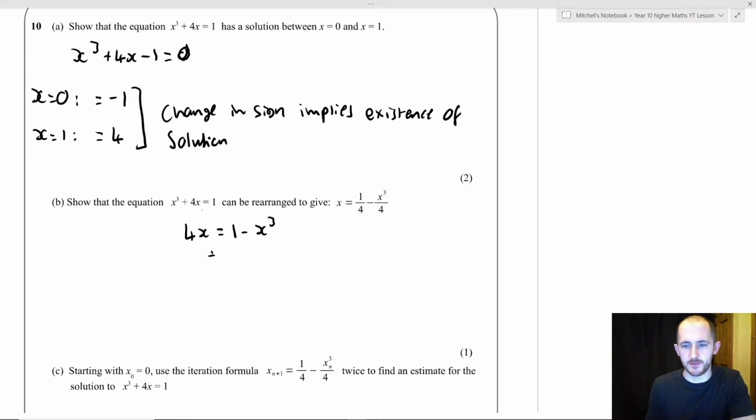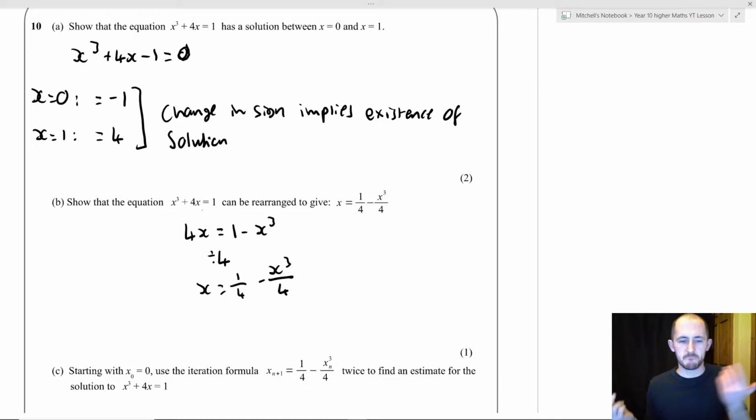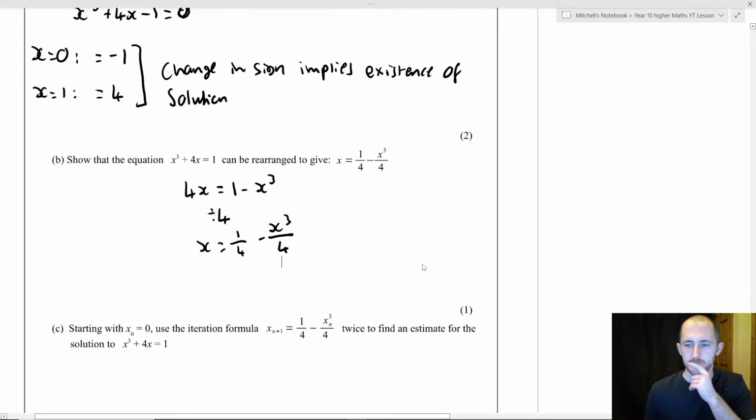And then just divide by 4. But you do need to show the steps. Okay, so do it in a couple steps just to make sure you get the marks. That's it.